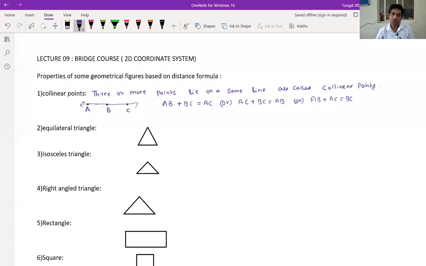Understood? So 3 or more points that lie on the same line are called collinear points. How to verify? Important. How to verify 3 points are collinear? Nothing but using the distance formula. You have to find the AB distance, AC distance, and BC distance. Any one should be satisfied, which means the sum of two distances is equal to the third one: AB plus BC is equal to AC, or AC plus BC is equal to AB, or AB plus AC is equal to BC. Then the given points are said to be collinear points. Understood?